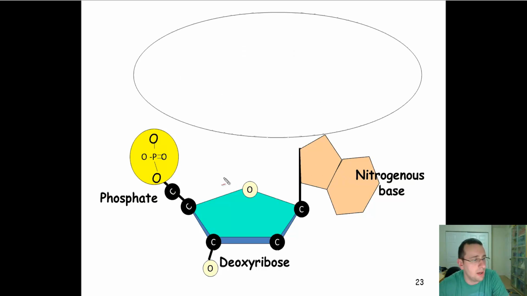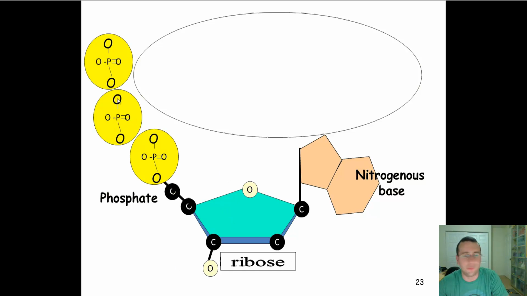Now, if I take this nucleotide, change this into ribose, so that's the one that RNA has, and add 2 more phosphate groups, what do you have there? 3 phosphate groups, 1 5-carbon sugar called ribose, and a nitrogenous base. What is this? You should recognize this from learning on cell respiration, that this is ATP.